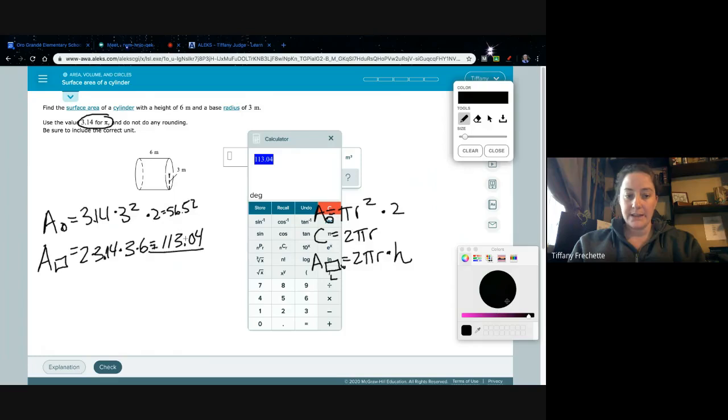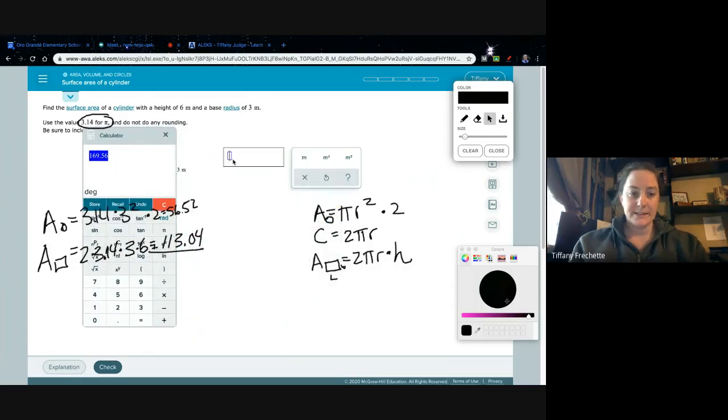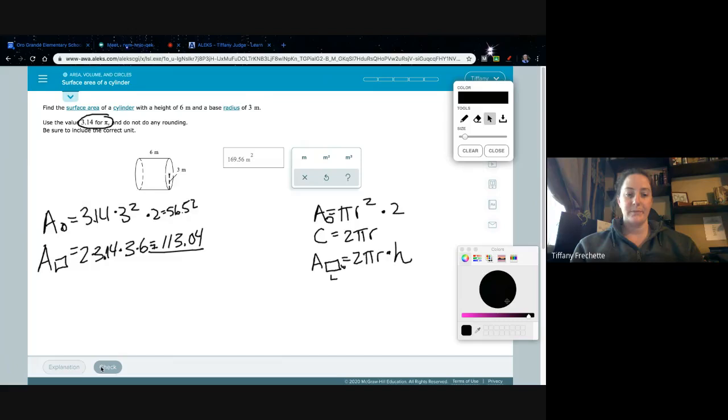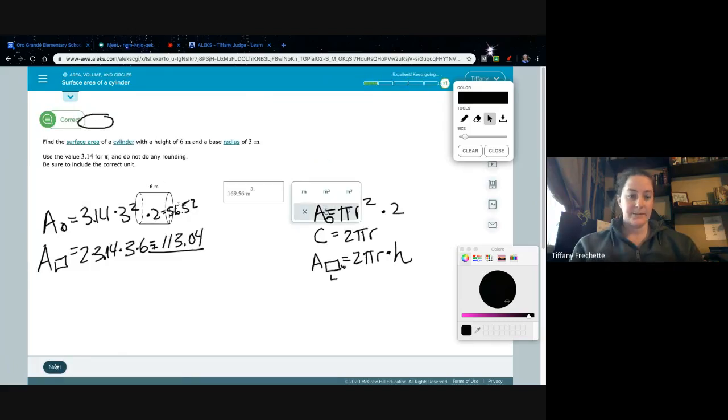113.04. And I'm going to add these two together. So I'm going to go plus what I got for the circles here equals, and that is exactly what I'm going to type in. It actually tells me do not do any rounding. So no rounding. But I do have to make sure I select the correct unit, so they don't ever mix them up. If you see meters over here, it's because you started with meters over here. So this is length, area, volume. We're doing area, so I'm going to click on the area. Check. All right, let's do the next one.